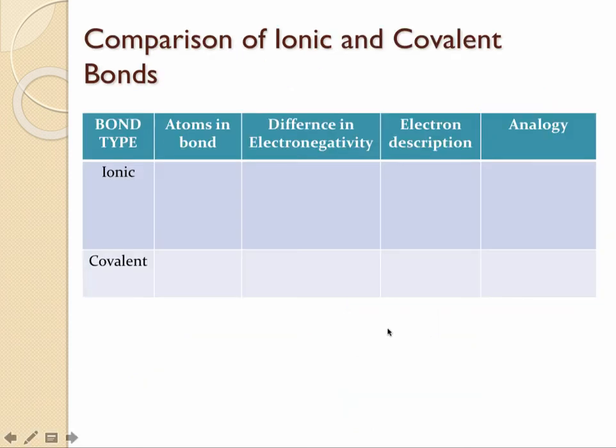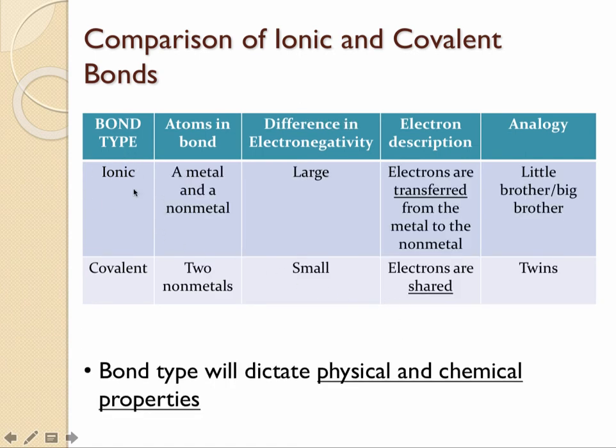Okay, so let's talk briefly about comparison of ionic and covalent compounds. An ionic bond is made up of a metal and a nonmetal. There is a large difference in the electronegativity. Electrons are transferred from the metal because of the low electronegativity, not as much of an attractive force keeping its valence electrons in the atom. Those electrons from the metal transfer to the nonmetal that has the higher electronegativity, can attract electrons to itself, forms anions. You can think of this as a little brother, big brother. I should say a big mean brother who might steal candy from his little brother.